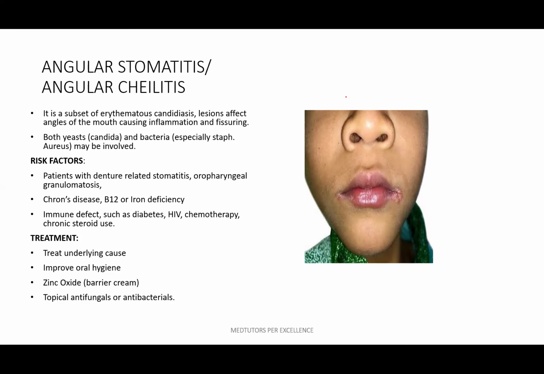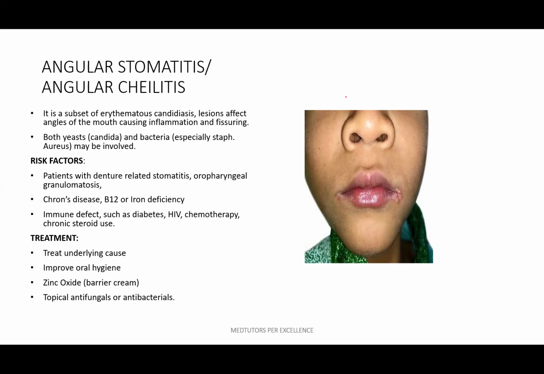And what is the cause? It's infection. It's a fungal infection that is complicated by bacterial infection. It's a subset of erythematous candidiasis, a lesion affecting the angles of the mouth, causing inflammation and fissuring. As they open their mouth wide, it tears more and they can have bleeding there. So it is both a candida and bacterial infection, especially Staph aureus may be involved.